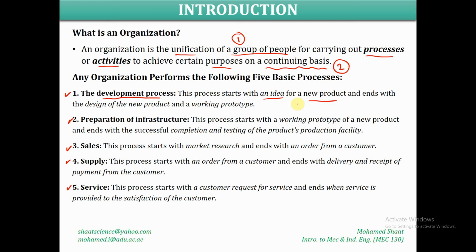So this is how the processes start, and it ends with the design of this new product. They should give a design, and in many cases the design is going to be on paper, like this is how the shape of this car is going to look. Then they provide a working prototype. A prototype in general means a small model of your new product, but what does working prototype mean? It means that this prototype is prepared and ready to be made.